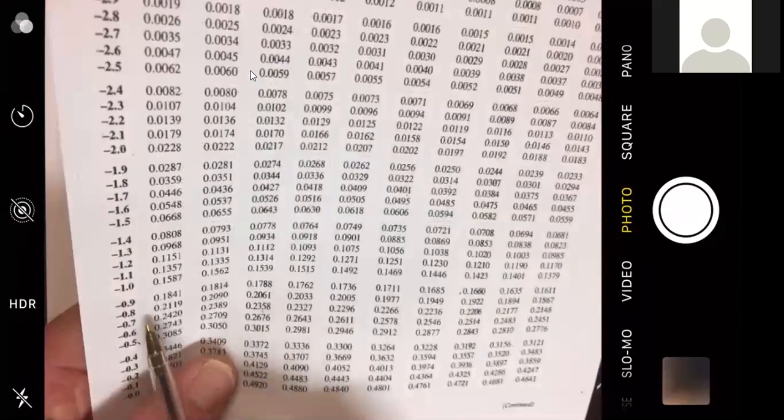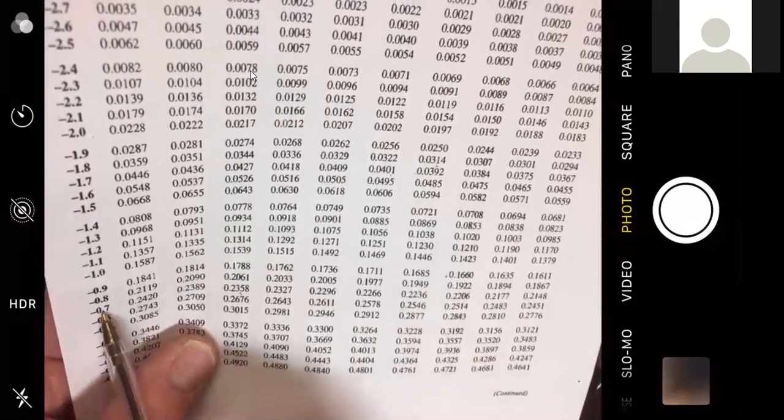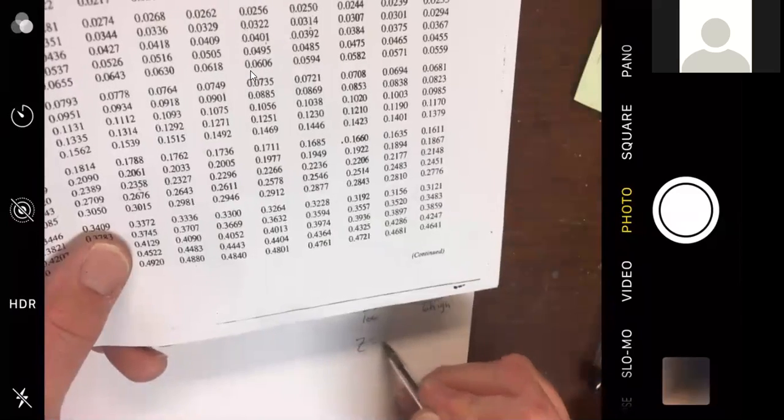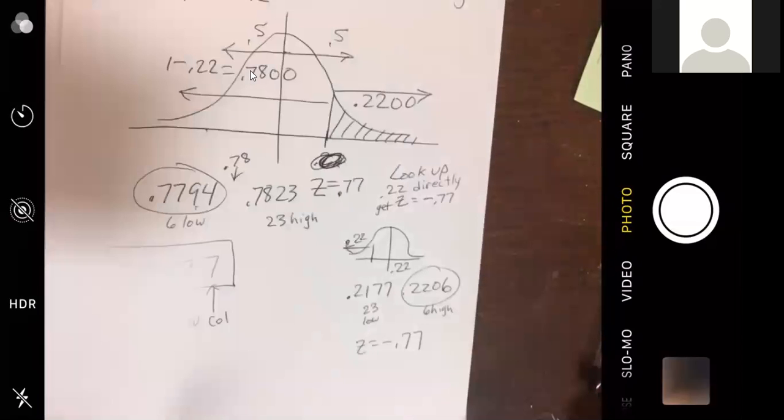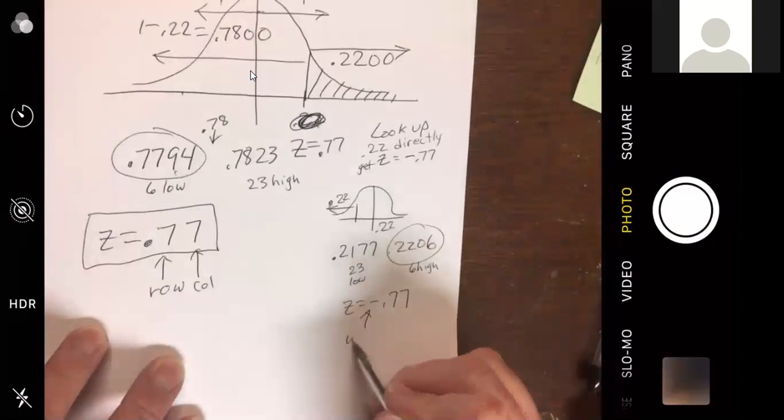0.2206. See, we're in row negative 0.7. Okay, now you can already see the problem. See how you're in row negative 0.7, and you're in the 7 column? There you are. You got the right number, wrong sign.